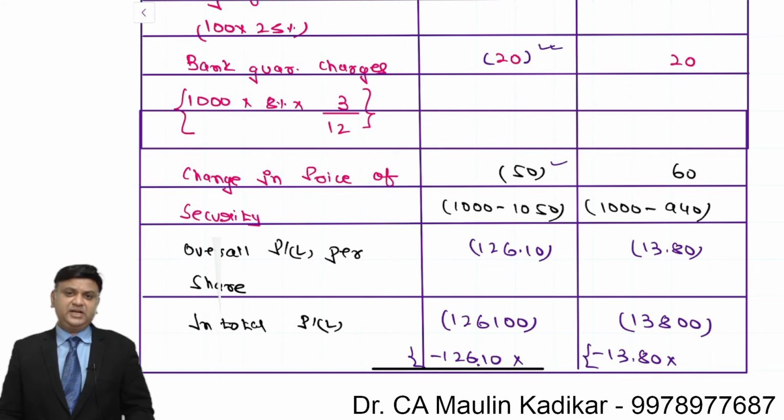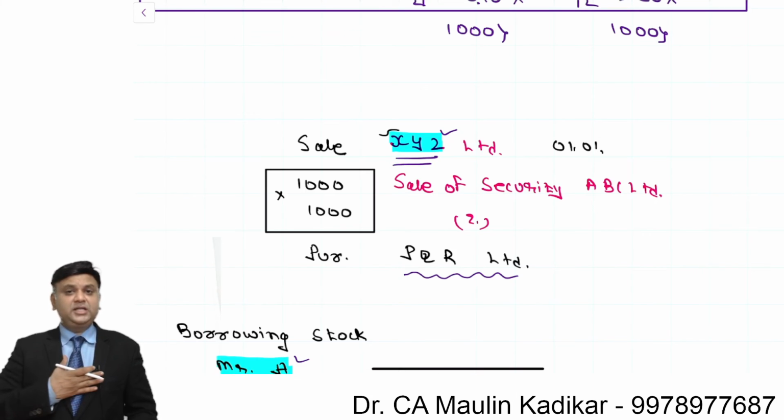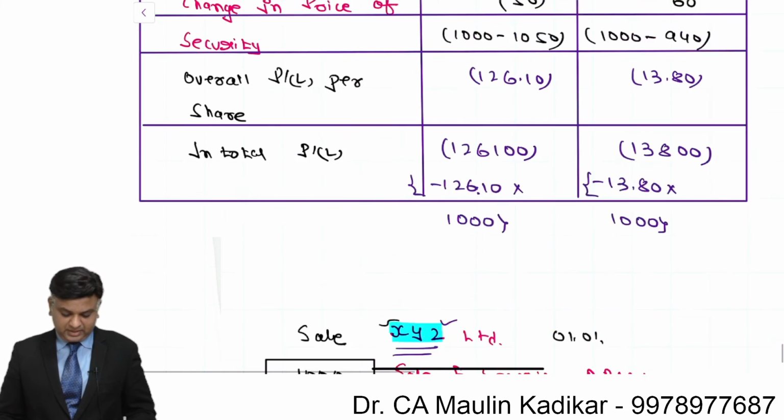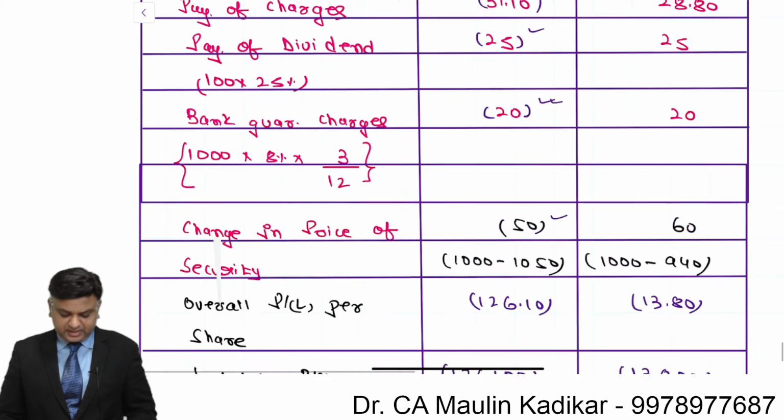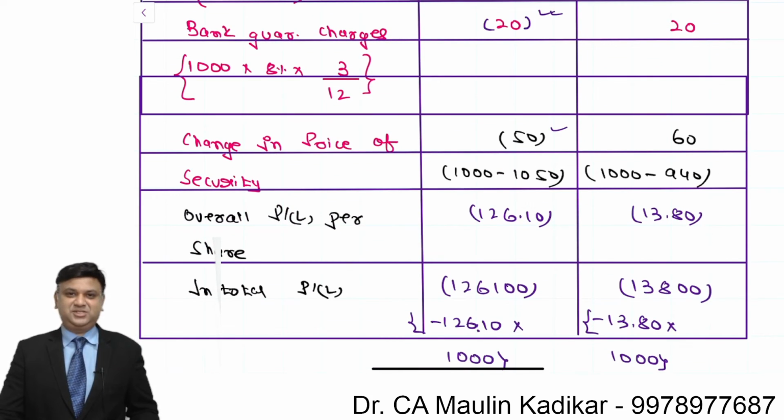In a way we understand that the bank will give an assurance in the entire process on behalf of XYZ Limited that if XYZ Limited does not refund the stock, we are going to refund the stock to you. So this is the way we are required to make the computation of the overall profit or loss in both the scenarios.